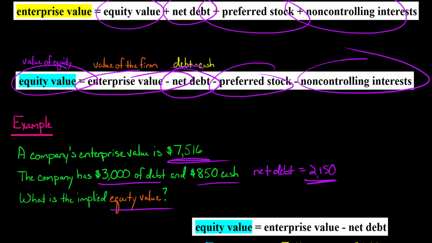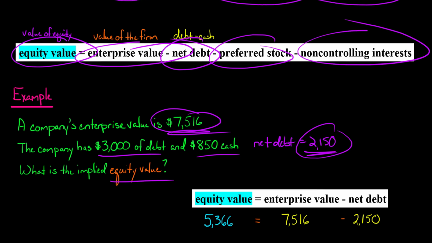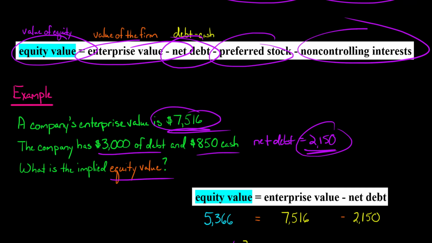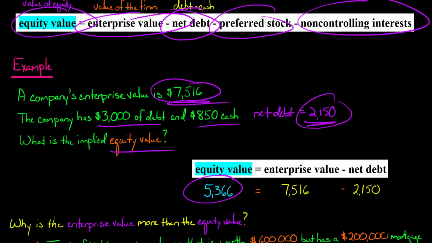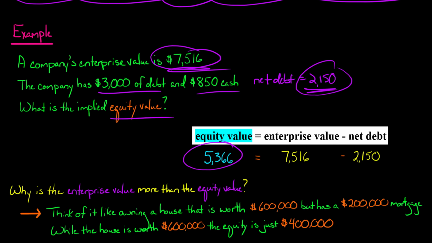Now, what's the implied equity value? So remember, the equity value is going to be equal to the enterprise value minus that net debt. So we just take the $7,516 minus the $2,150, and the implied equity value of this company is $5,366.